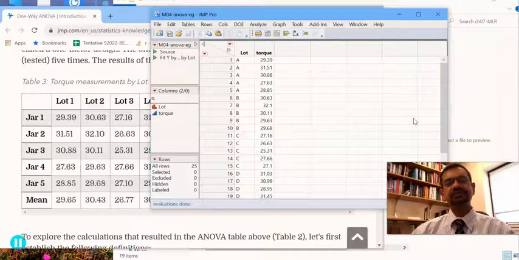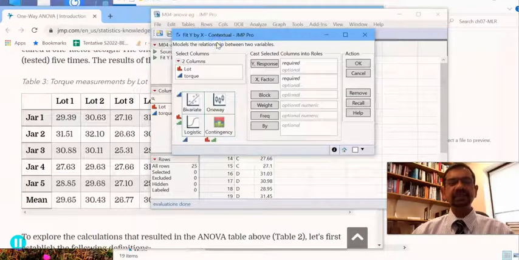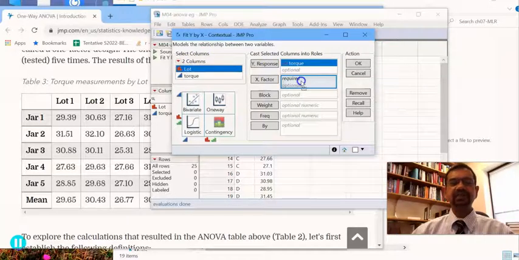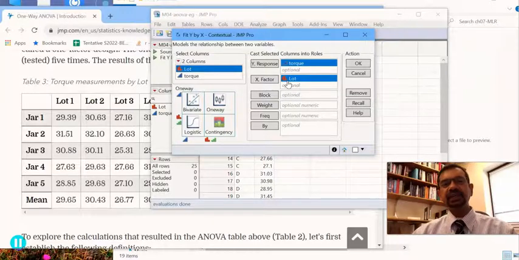To do a one-way ANOVA, we click on Analyze, then we click on Fit Y by X. Here our response variable is the torque, so I'm going to move torque to my response variable, and then lot is my X factor. Notice that in ANOVA, our independent variable has to be a factor, and our response variable has to be a continuous variable. So we want to make sure that the data is set up this way. If not, if suppose your lot was number 1, 2, 3, 4, and 5, you would have to convert that into a categorical variable or factor variable and then move it into the dialog box.